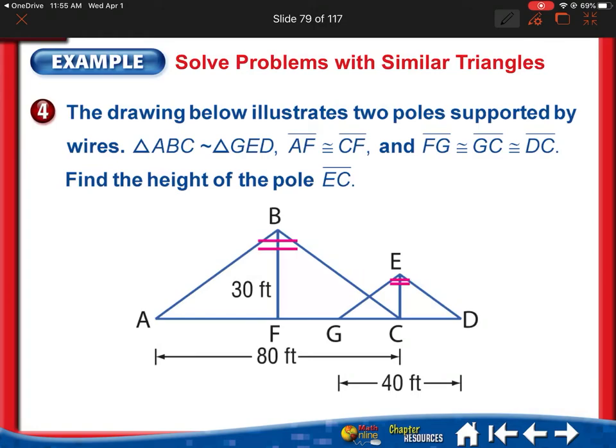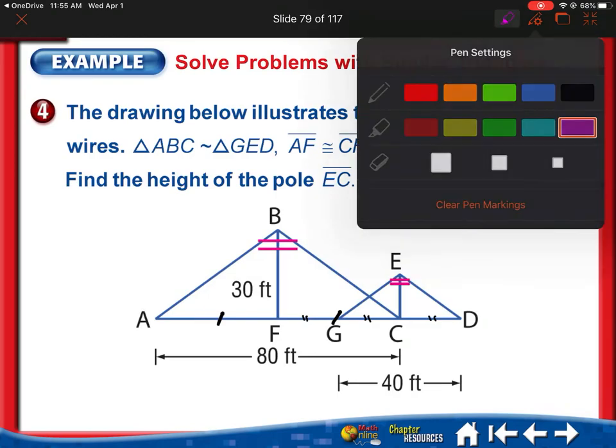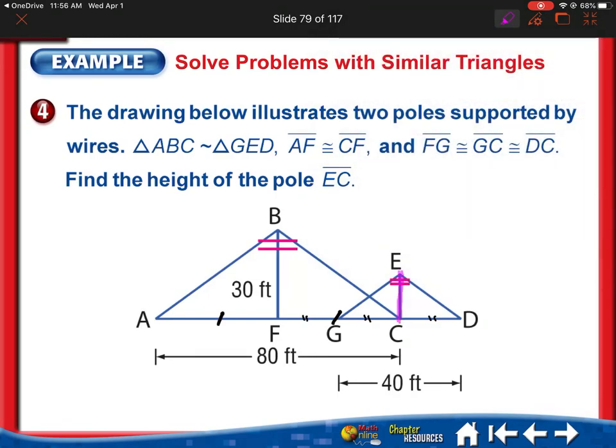It says the drawing below illustrates two poles supported by wires. Triangle ABC, so that very big triangle, is similar to triangle GED, which is the smaller triangle to the right. AF is congruent to CF. So this side is congruent to that side. And FG, so this little segment, is congruent to CG, which is congruent to CD. So each one of those little pieces. Now we have to find the height of pole EC. So we are trying to find EC. We need that segment right there.